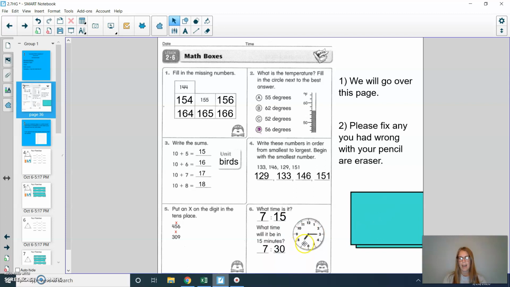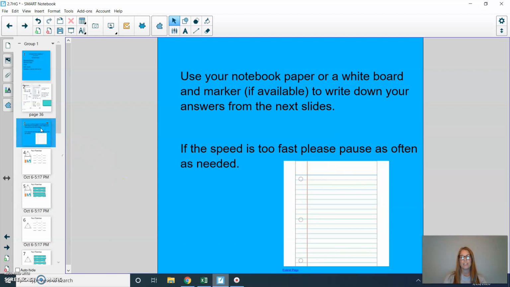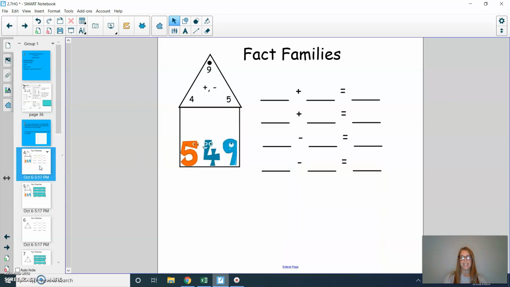For question 6, what time is it? I can see that my hour is 7 and my minute hand is at the 3, showing 15. So the time is 7:15. In 15 more minutes, 5, 10, 15, it would be 7:30. If you notice that you had any mistakes, again, please fix those with your pencil and eraser. Then you can put your math journal to the side and take out either your whiteboard marker and eraser or notebook paper and pencil. If the speed is ever too fast, please pause as often as needed.